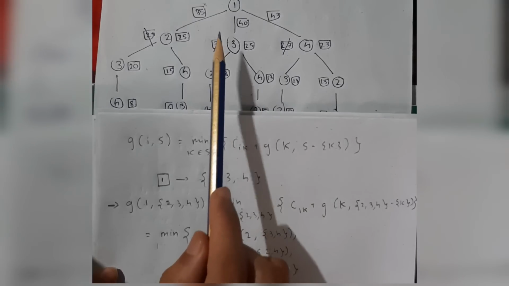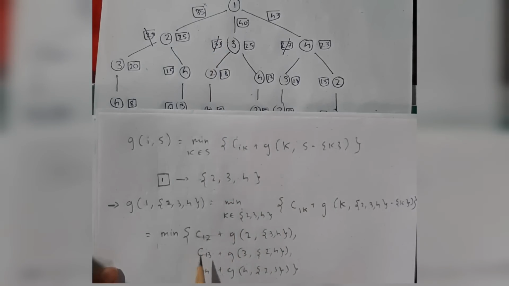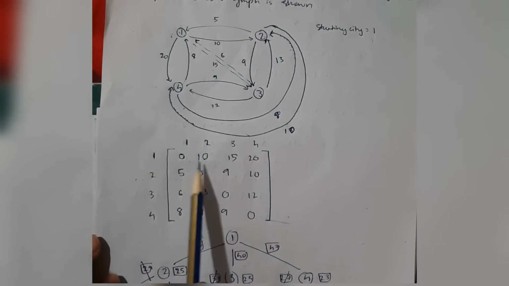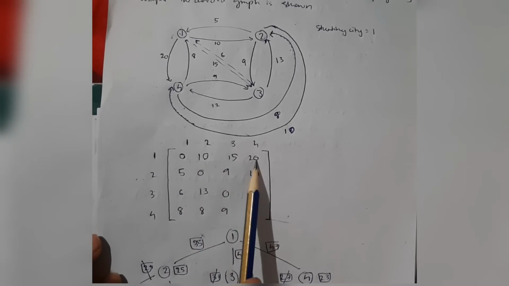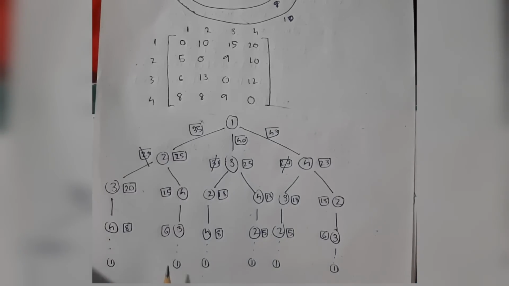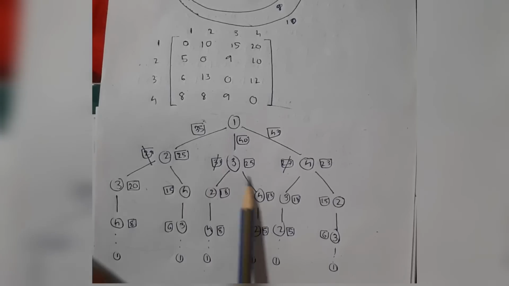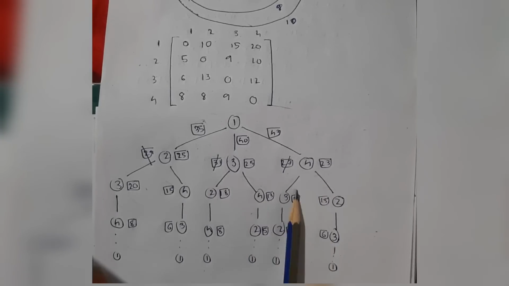Now what my task is, I know the values of C12, 13, and 14 because we have created a matrix here. C of 12 is this one, 13 is this one, 14 is this one. But what we need to find is the values from here. See, these are the values which we need to find out. We have not yet found out this one. For that, we have this same formula here.